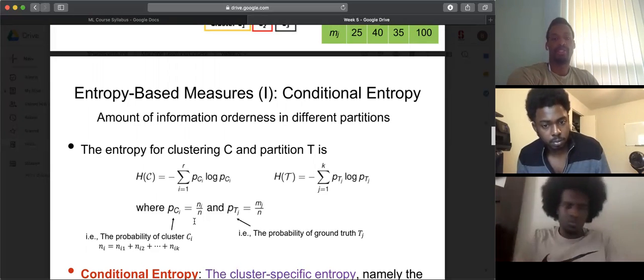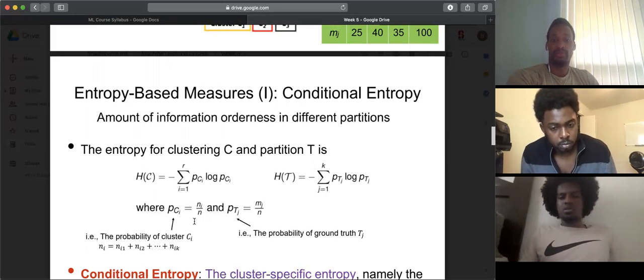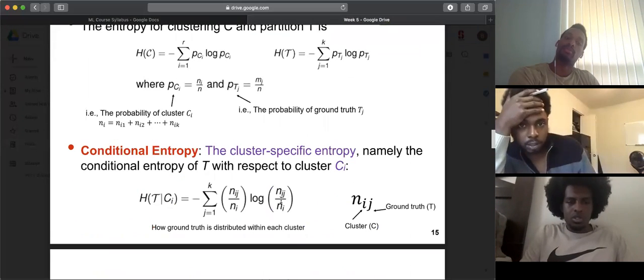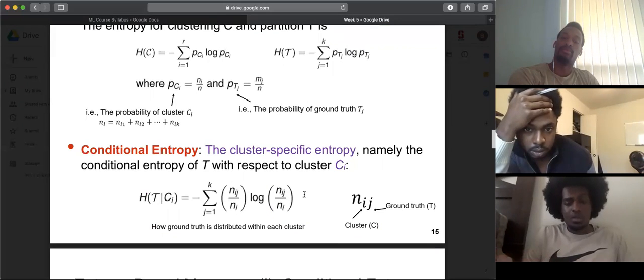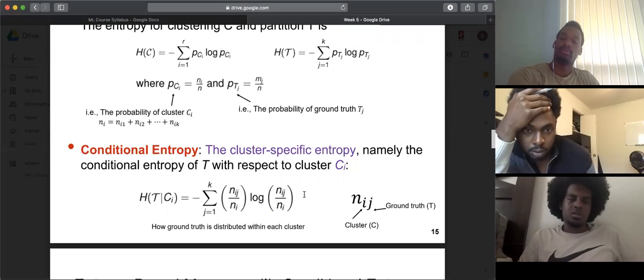So you're just considering the entropy for each thing. You have clustering, and then you have your ground truth, and you're calculating the entropy of the clustering, which is your predictions, and then your partition T. Conditional entropy is exactly the same thing as what we defined before. It is just the entropy of your ground truth partitions given your clustering. So it's how the ground truth is distributed within each cluster. That's what this entropy is.